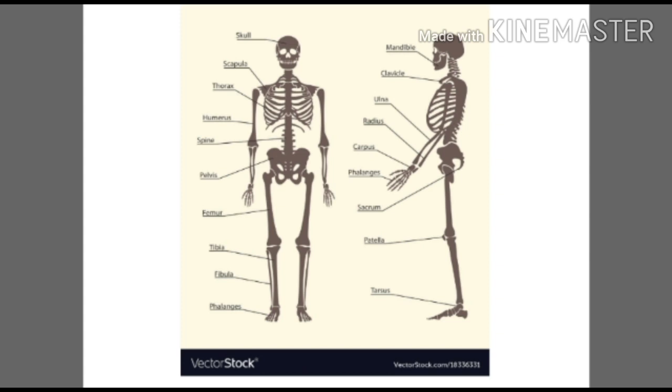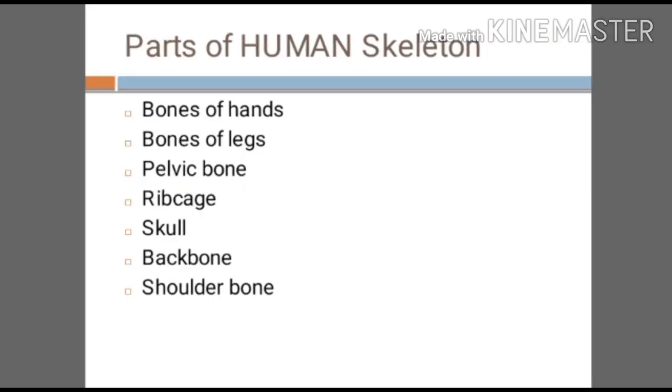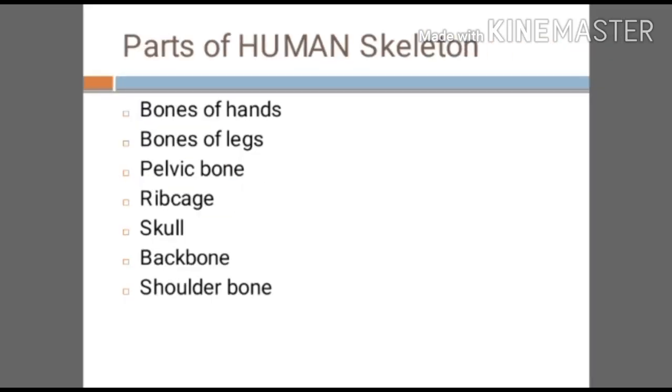So, as you can see on your screen, this is an example of how a human skeleton looks. Parts of the human skeleton: bones of hands, bones of legs, pelvic bone, rib cage, skull, backbone, and shoulder bone.